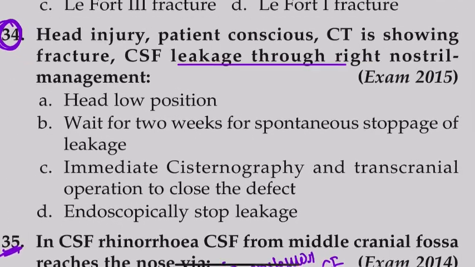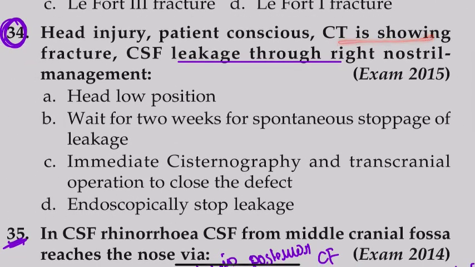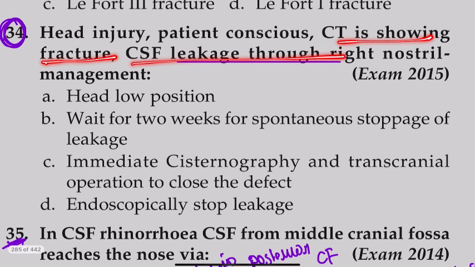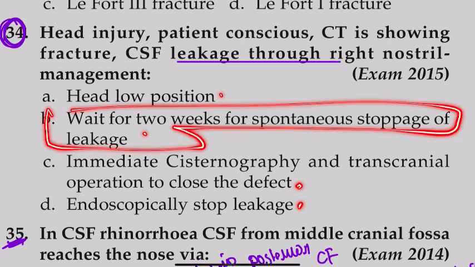In head injury, the patient is conscious, CT is showing fractures, and CSF leakage through the right nostril. Now how are we going to manage? The options: head low position, wait for 2 weeks for spontaneous stoppage of leakage, immediate cisternography and transcranial operation to close the defect, or endoscopically close the leakage. What we do here is wait for 2 weeks for spontaneous stoppage of the leakage.